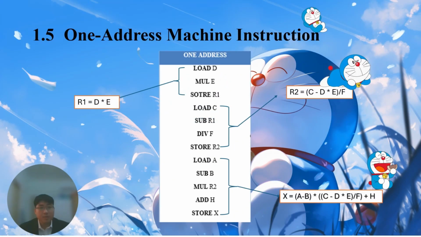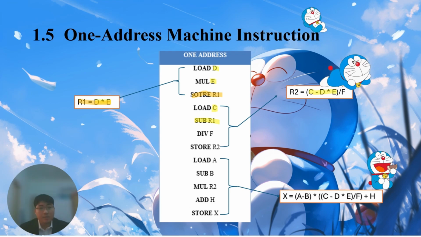First, we need to load D and then multiply by E, so AC will become D times E. Next, we need to store it into R1, so that R1 will be equal to D times E. Next, we need to load C into AC, and then AC needs to subtract R1, so that C minus D times E will become AC.